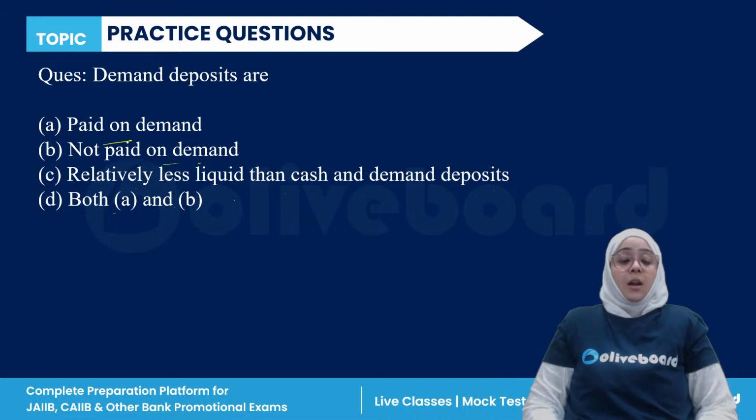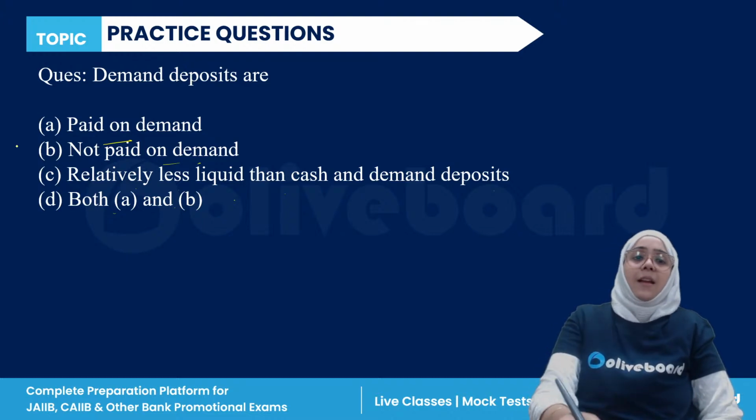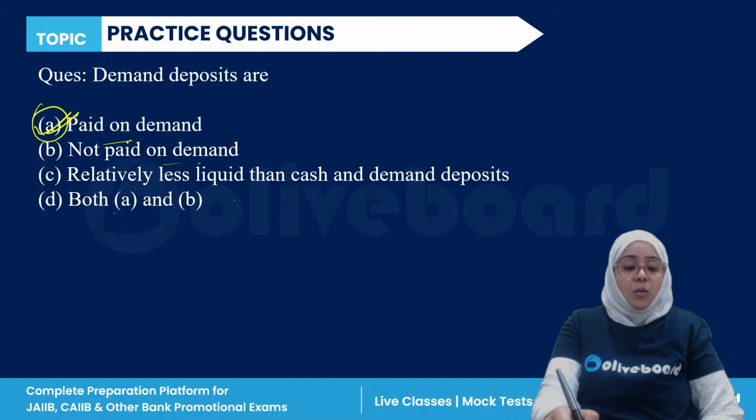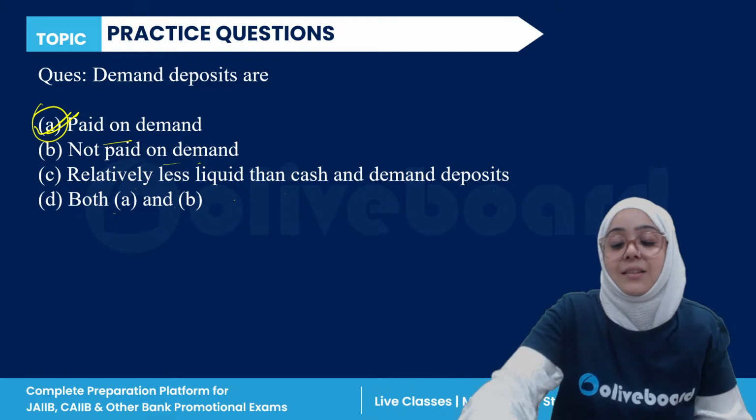Very easy question. Demand deposits, everyone. This you have already learned in PPP also, right? Demand deposits are paid on demand, not paid on demand, relatively less liquid than cash, or both A and B. Obviously, demand deposits are paid on demand. Nothing complicated here. So A is the correct answer.